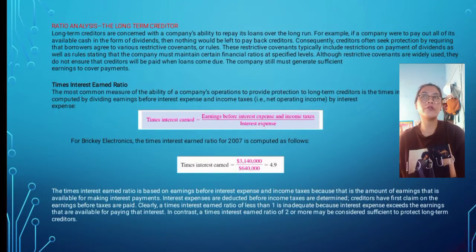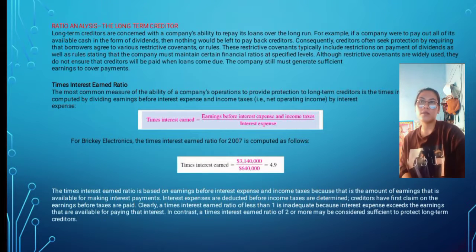Ratio analysis. The long-term creditors are concerned with a company's ability to repay its loans over the long run. For example, if a company were to pay out all of its available cash in the form of dividends, then nothing would be left to pay back creditors. Consequently, creditors often seek protection by requiring that borrowers agree to various restrictive covenants or rules. These restrictive covenants typically include restrictions on payment of dividends, as well as the rule stating that the company must maintain certain financial ratios at specified levels. Although restrictive covenants are widely used, they do not ensure that creditors will be paid when loans come due. The company still must generate sufficient earnings to cover payments.